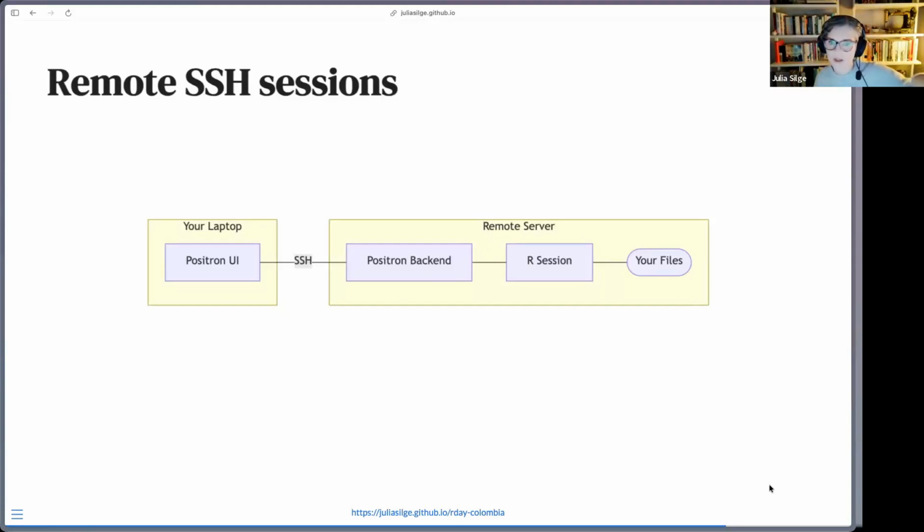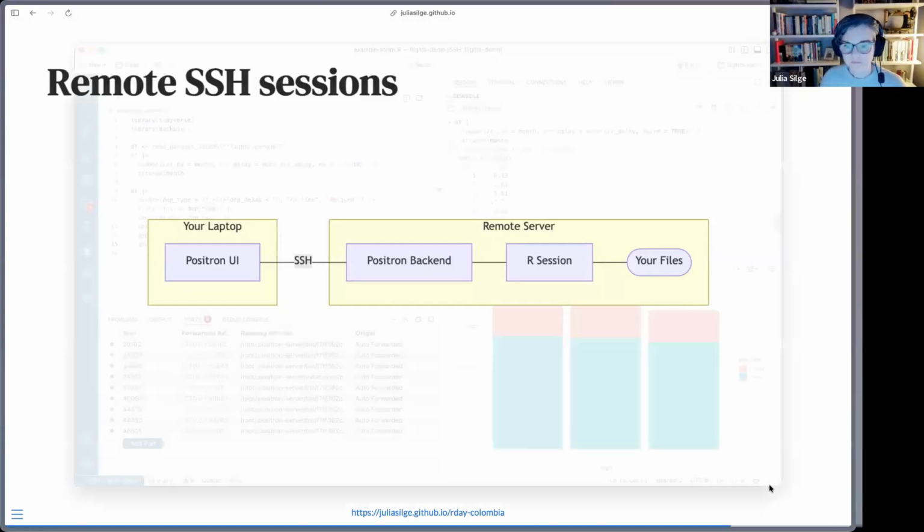So R is not on your laptop. The Positron backend is not on your laptop. And then that server can connect to anything over there. Like the files you can have, a Parquet file or a database or a CSV file or anything can happen over there. This is a really great way to scale your data analysis if you're having problems with memory or performance, because that remote server can be a very strong and beefy thing.